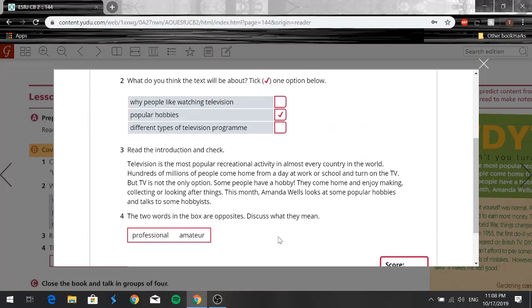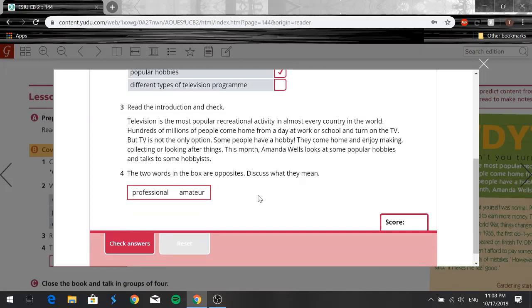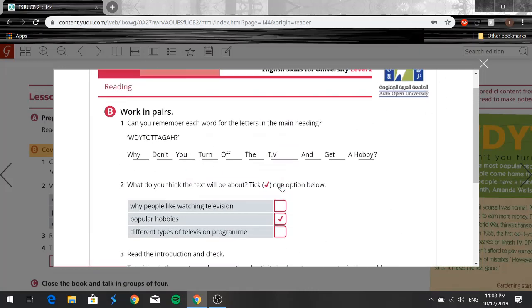Alright, so I think our answer is correct. Popular hobbies is the correct one. The 2 words in the box are opposites. Discuss what they mean. So we have professional and amateur. What do you guys think the difference is? Well, a professional is someone that does something as a job, right? He or she is paid to do it, right? While an amateur is someone that does something for enjoyment, right? Just purely for enjoyment. He or she is not paid at all to do it. Okay, so that was B.